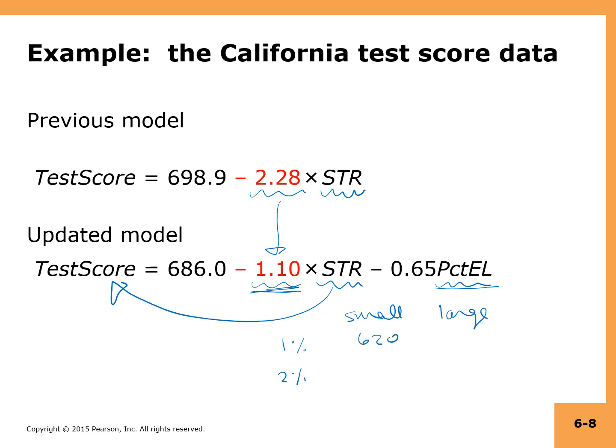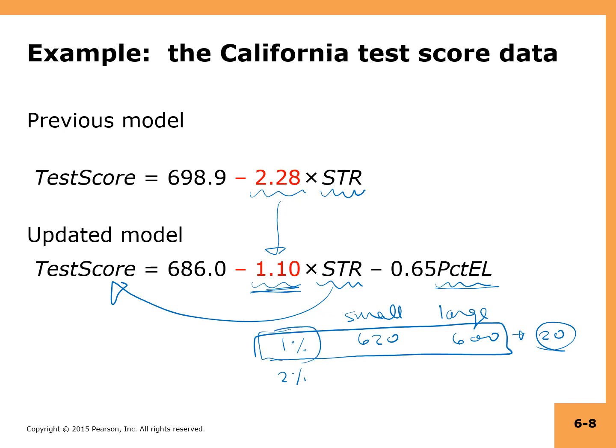So say the small class size district had 620 as a test score and the large class size district had 600. Looking at districts with the same percentage of English learners, we subtracted these numbers to interpret that this is the effect of student-teacher ratio or class size on test score, controlling for, or fixing, holding percent English learner constant. So the multiple regression model is doing exactly that.